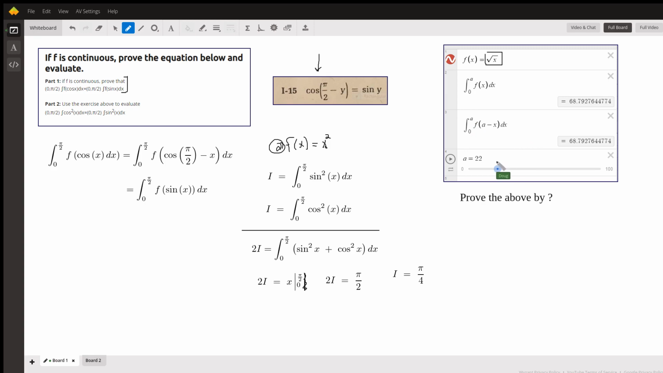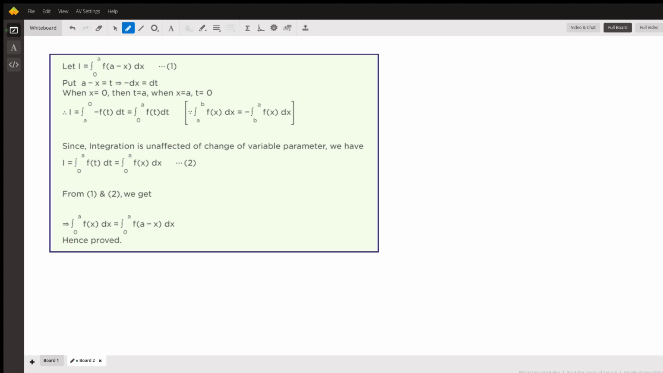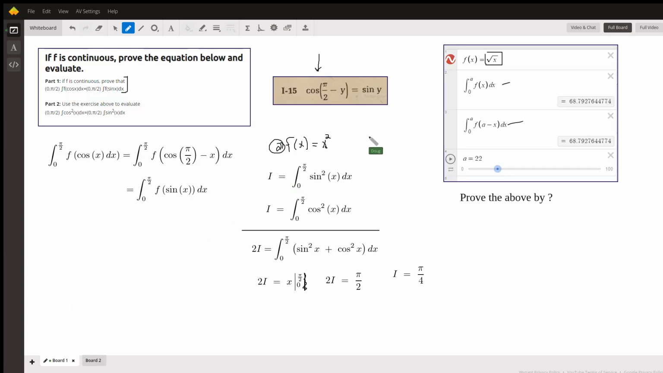And I'll send a link to this Desmos graph. You can change this f of x to any function you want that's continuous and change the a value using this slider, and you'll see you always get the same value. So these are equal. I'm not going to go into the proof. Board 2, here's a proof that I found with a Google search that does prove that property. You can take a look at that, but we'll assume you have that in your arsenal.